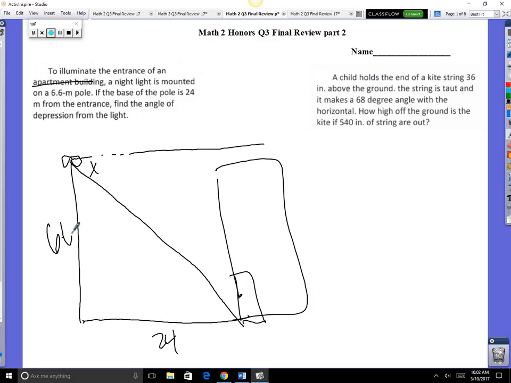The pole is 6.6 tall. Your angle of depression is going to be the same as the angle of elevation. So this is what we're after right here. If I mark it up from here, that piece is the opposite, that piece is the hypotenuse, that piece is the adjacent. So the trig I'm going to use is the 6.6 with the 24. The trig is tangent.